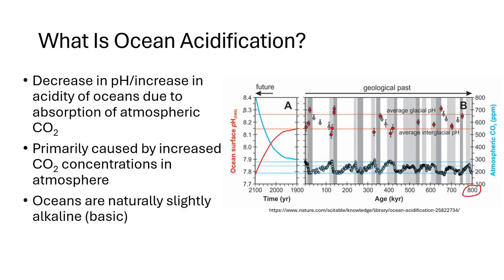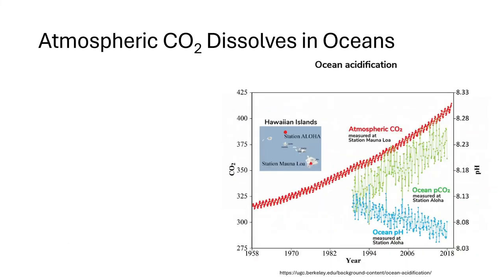What you'll see in this is that most of the time that we have records for, the pH of the ocean tends to be slightly alkaline or basic because it is usually between around 8.3 and 8.1. Right now, the pH is about 8.05, and the pH is projected to go all the way down to almost 7.8 if the projections for the amount of atmospheric carbon that we'll have in the atmosphere are correct by the year 2100.